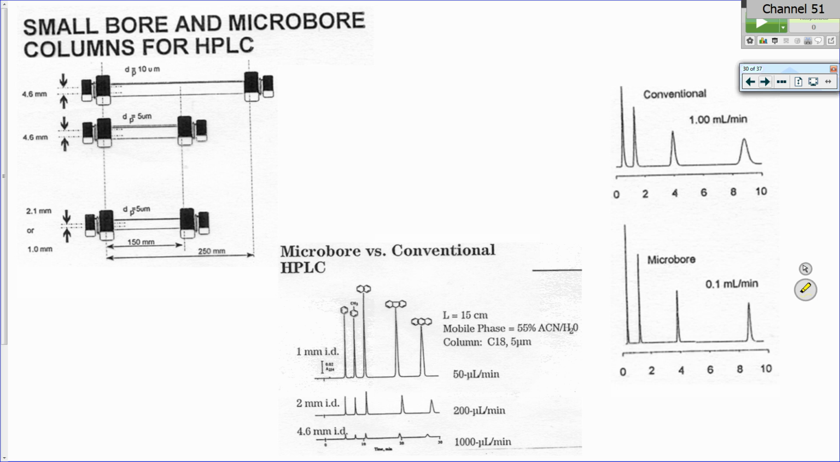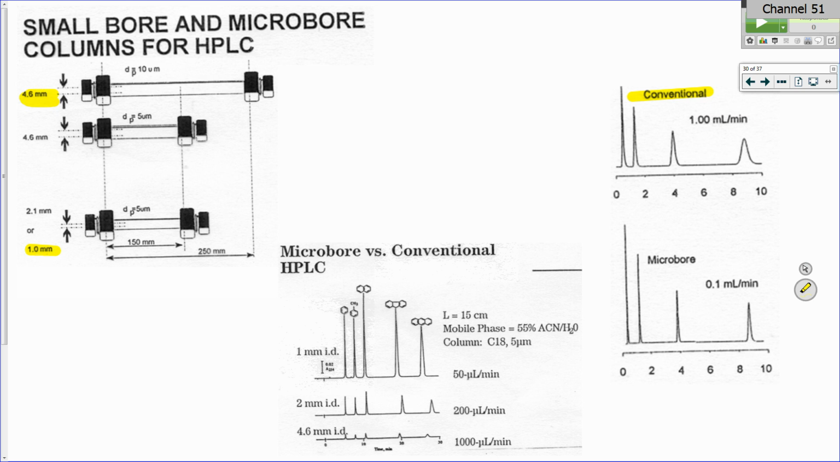The next example I've got is looking at changing the diameters of the column. So the big push today is to go to the smaller ID columns and to go to the smaller particle sizes. So this is an example of a conventional column that's 4.6 millimeters internal diameter versus one that's 1 millimeter internal diameter. So 4.6 millimeters, sorry, versus 1 millimeter.